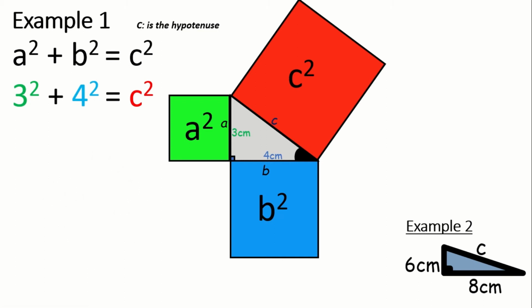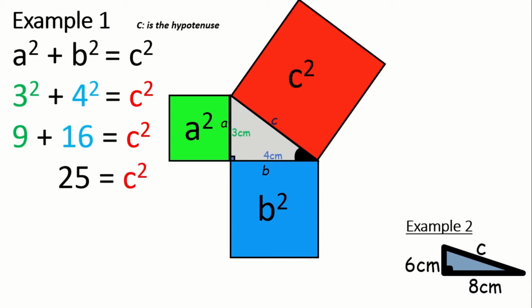Amazing, so we need to start to solve the equation. We get 9, which is 3 squared, plus 16 is equal to c squared. We are then going to simplify the left-hand side of the equation, giving us 25 equals c squared. Using our knowledge of squares and square roots, can you talk to your partner as to what the next step is?